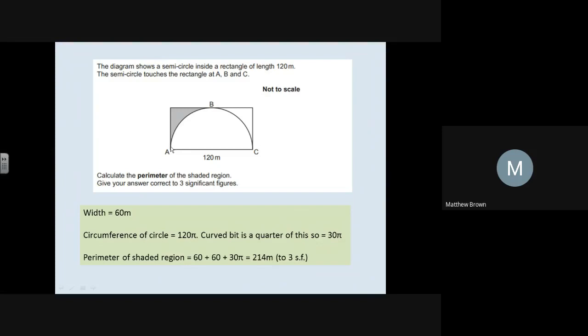I've then added together the width and then the distance to B, which are both 60, to 30 pi, rounded correctly, and I should get 214 to 3 significant figures. Okay, the final mark is for the rounding. So if you got 214 point something, you only got 4 of 5 marks. If you had no idea what to do and just made up a number and then rounded it, you still would have picked up 1 mark. Okay, so that's what we should have got for that question.